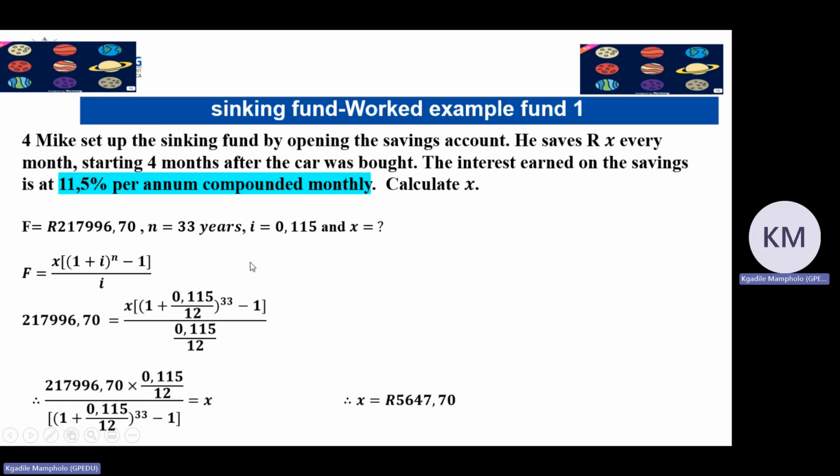So Mike will accumulate the sinking fund in 33 payments of 5,647 rand 70. So if we deposit this money, these 33 payments, then at the end of the 3 years, you'll have 217,996 rand 70 cents to add to buy the new car.